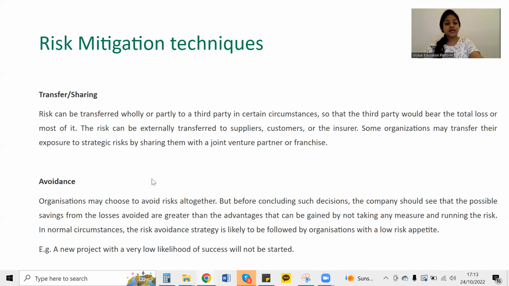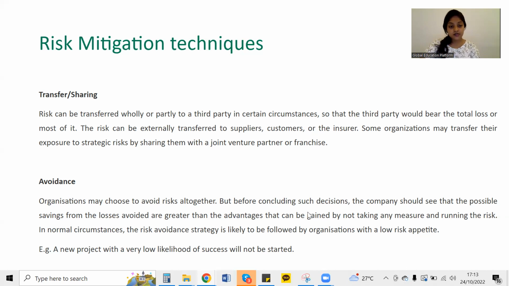Right. The next one would be avoidance. So the English term avoidance is just ignoring, avoiding it. Okay. So let's look at how this risk management or mitigation technique works. Organizations may choose to avoid risks altogether. But before concluding such decisions, the company should see that the possible savings from the losses avoided are greater than the advantages that can be gained by not taking any measure and running the risk.